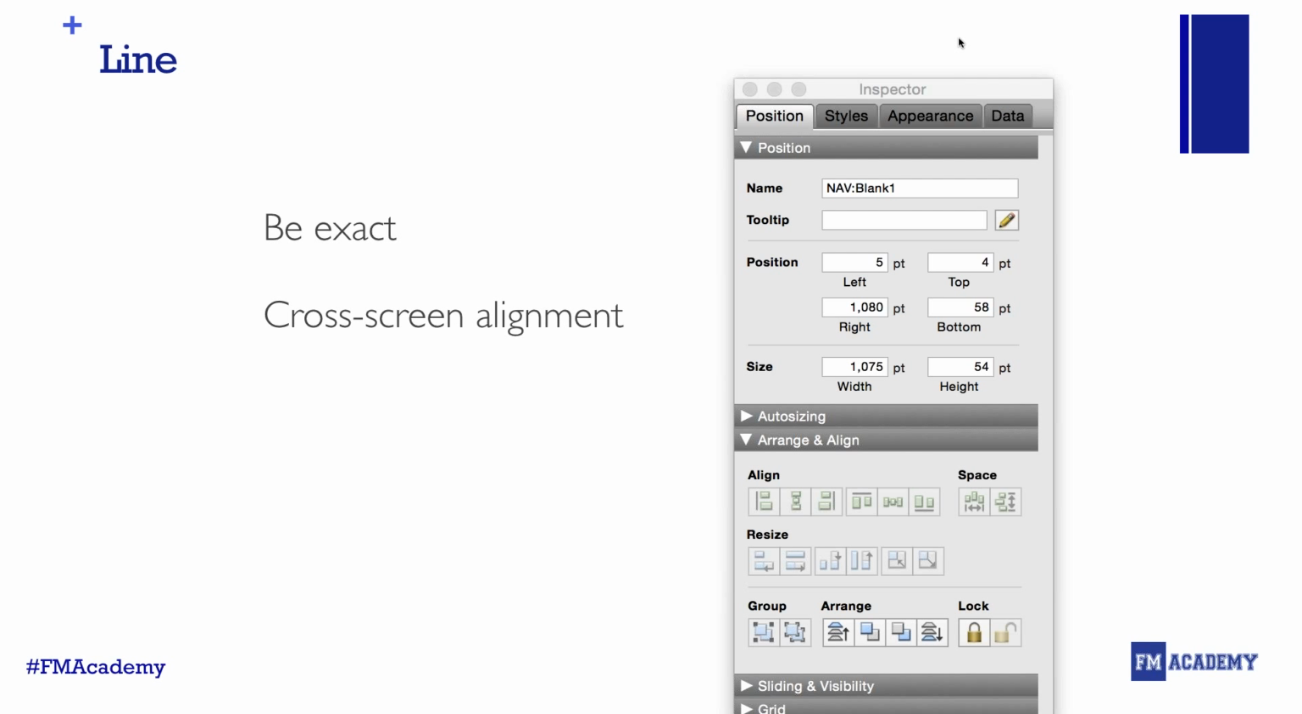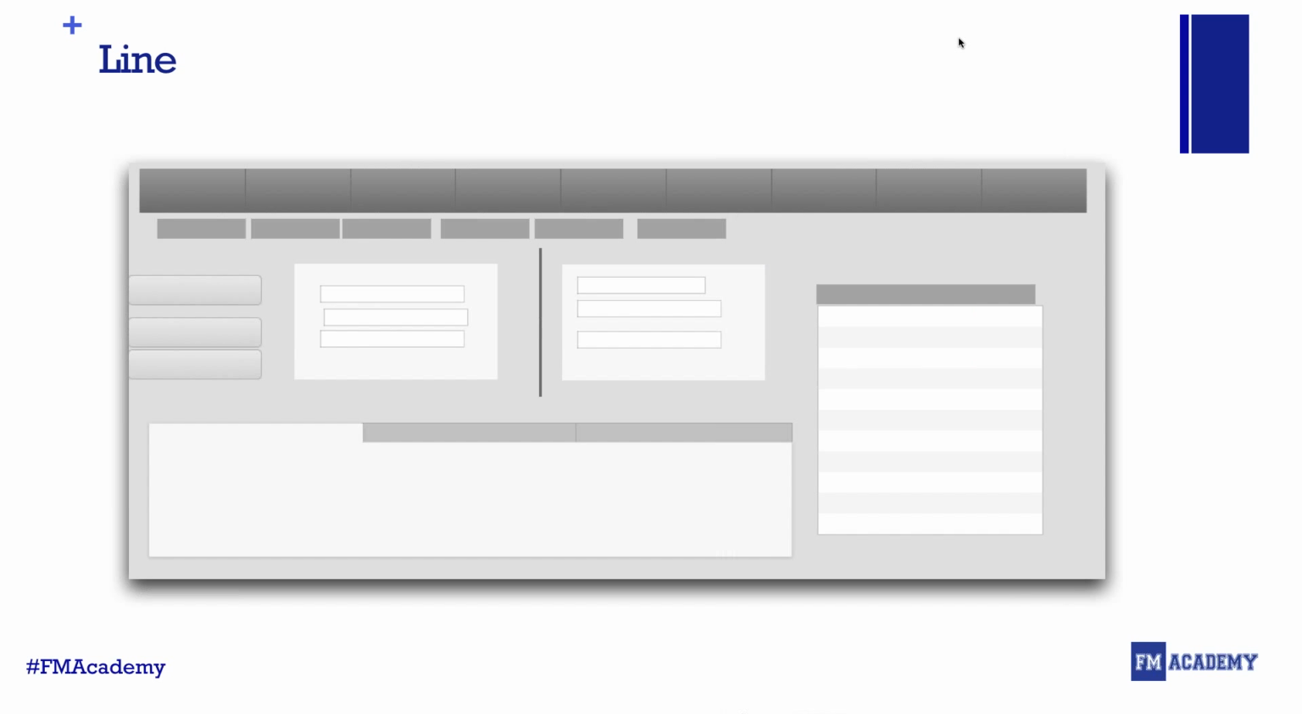So my best advice here is be exact. Use the inspector to your advantage. It has the position here. It has alignment tools. You can use these to get everything in alignment really quickly, really easily. And then secondly, pay attention to cross-screen alignment. It's not just about what looks good on the current screen, but if you go from one screen to another screen that looks almost the same, but some objects shift a little bit, or the lines change, then people are going to see that, and it's going to break their trust in the application.